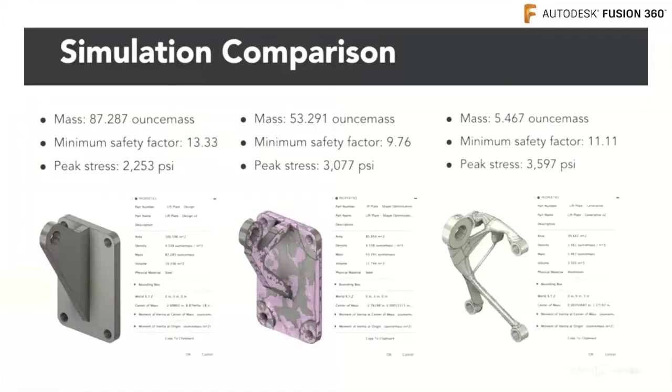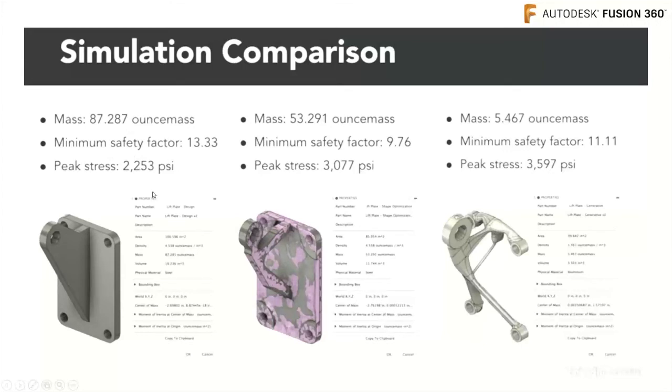Okay, sample here is the output that we have. This is a simulation comparison. Let's say this is our existing part that we have. Okay, yung mass niya, nasa 87.2 something pounds mass. The minimum safety factor, we have 13 point something. Peak stress, 2,253 PSI.